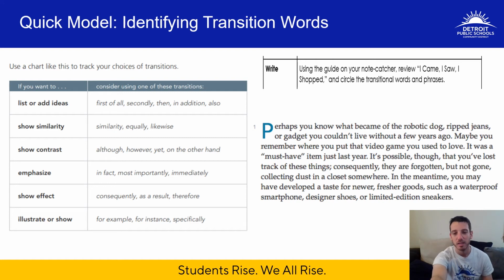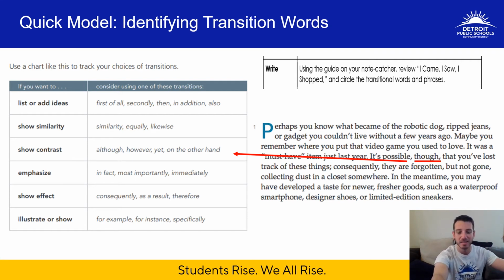Okay, so the first word I came across was "though," and it sounds like "although," so that already sent the message to my brain that it's probably a transition word. But I know it's a contrast transition word because if I read the sentence before, it's saying all of these things were must-have items just last year. But now it's saying it's possible, though, that you've lost track of these things.